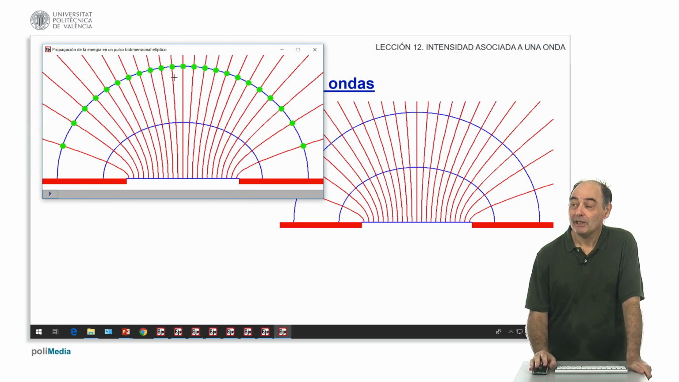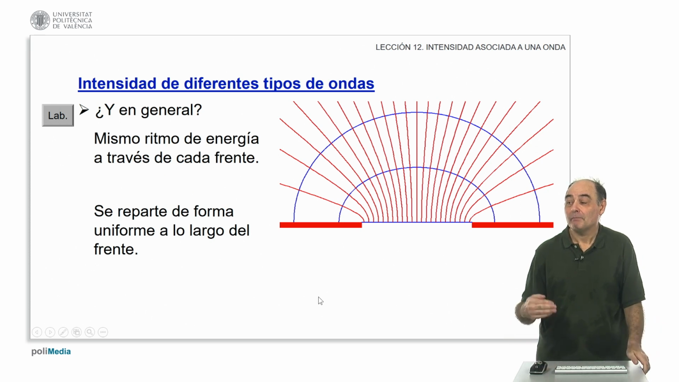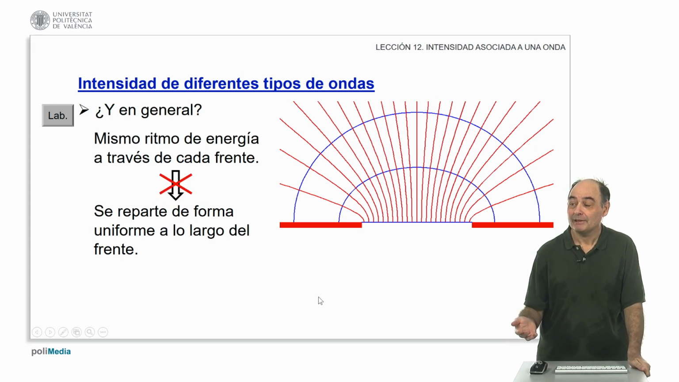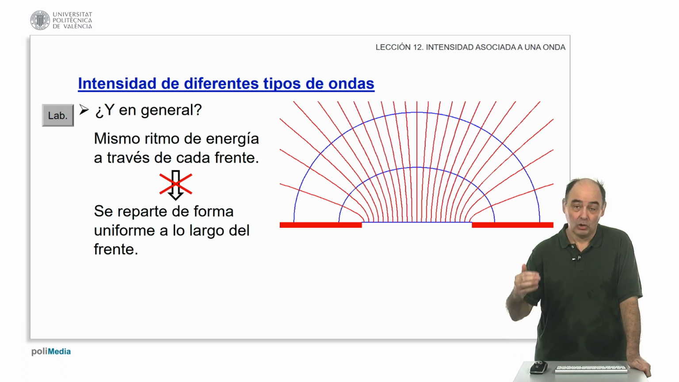That is to say, the swell is more intense in front of the mouth than on the sides. So, an interesting property. We were giving the impression that the same rate of energy across each front meant that it is evenly distributed. This is not true. It happens with the simple geometric shapes that we've been looking at so far, but it's by no means a universal truth. We are not going to contemplate this case, because it is rather more complex.